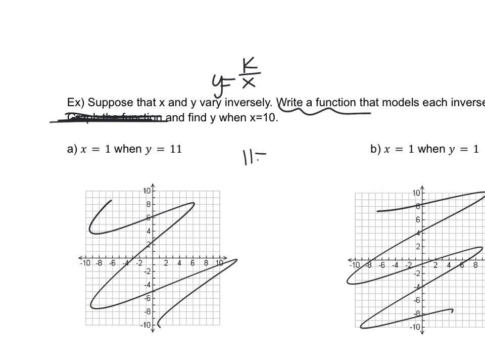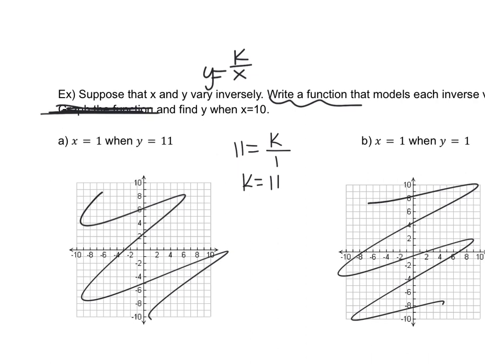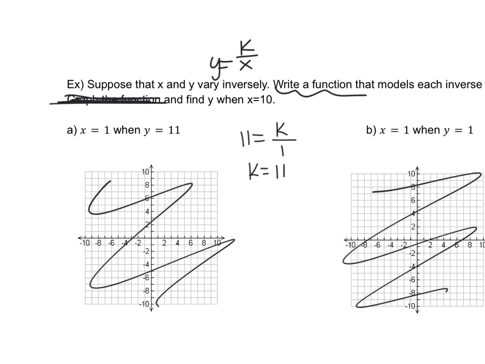So 11 equals k over x, which is 1. So what does k equal? K equals 11. Okay, so then let's go ahead and write our function rule. So y equals 11 over x. So there's one answer.